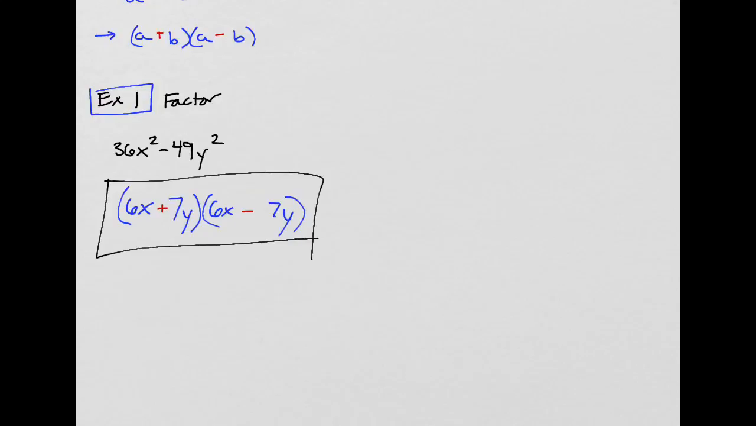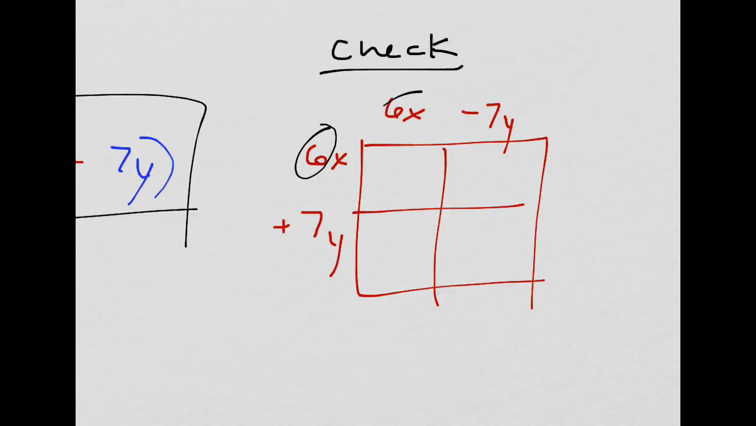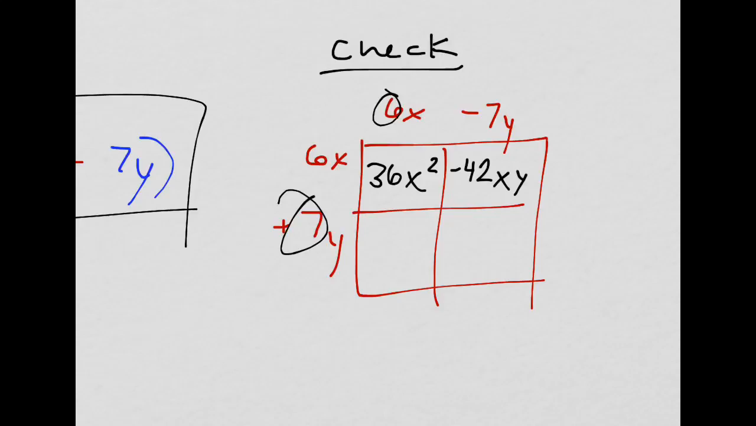And then let's check it real quick. If I'm multiplying this out, I'm going to do it with a box. 6 times 6 is 36. x times x is x squared. 6x times negative 7y: 6 times negative 7 is negative 42. x times y, they're not like terms, so you can't add the exponents. That's just xy. And then 7 times 6 is positive 42.